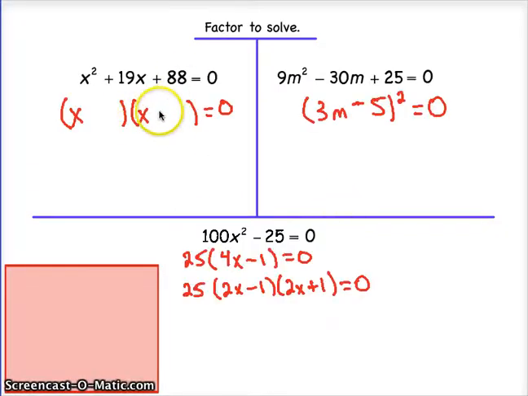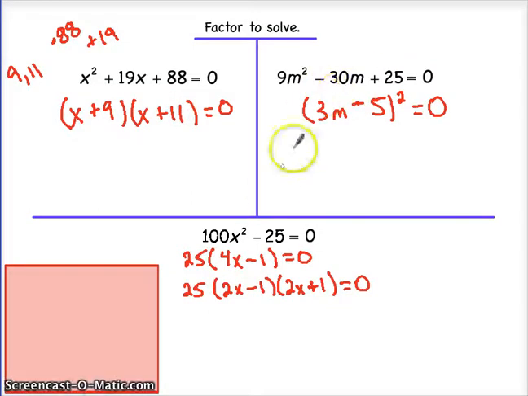All right, for the first expression in the upper left, the biggest thing I would notice is that you want to multiply to 88, but add to 19. And two numbers that do that very well would be 9 and 11. So we're going to say x plus 9, x plus 11.